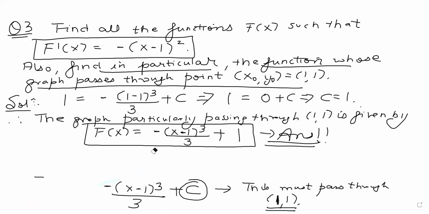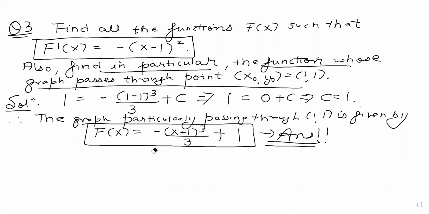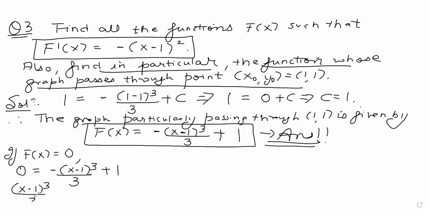Now, how do we plot these graphs? First of all, let's take some reference points and check. If f of x is 0, when will f of x be 0? Then 0 is equal to minus (x minus 1) cube by 3 plus 1. So (x minus 1) cube by 3 is equal to 1, which implies (x minus 1) cube is equal to 3.